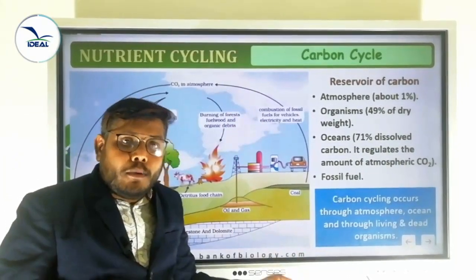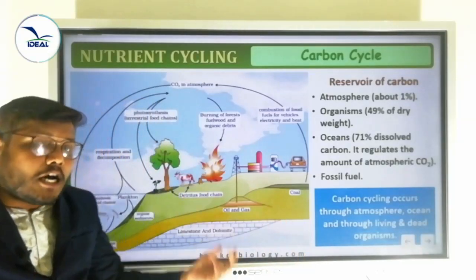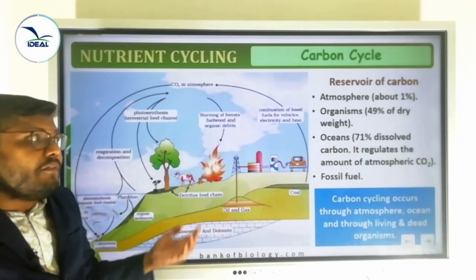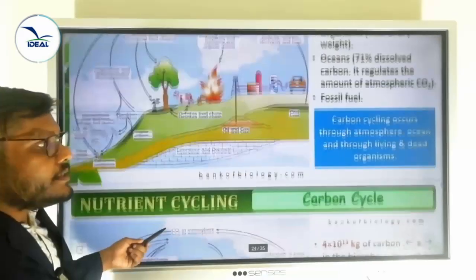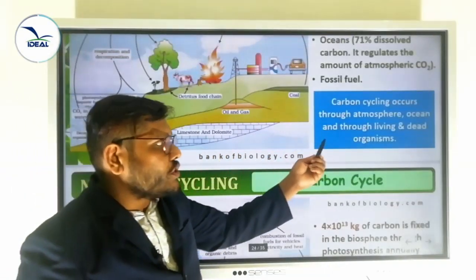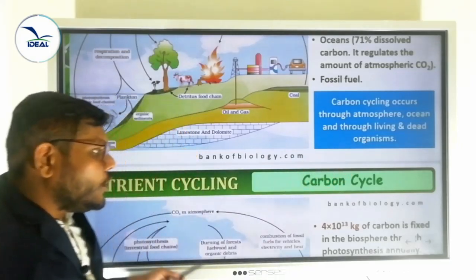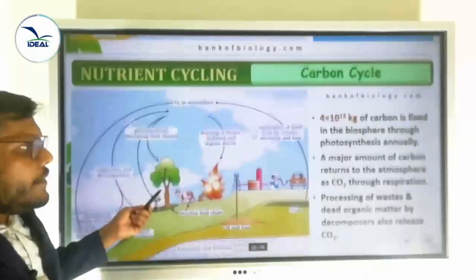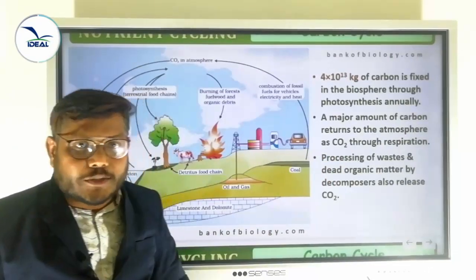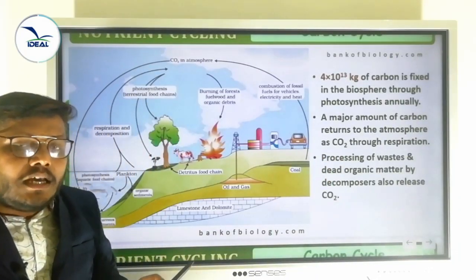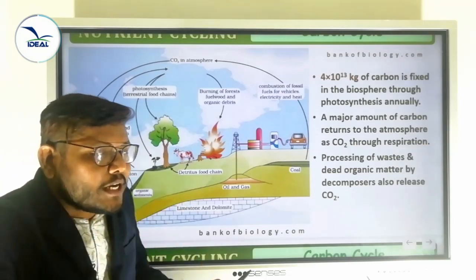Carbon exists in nature either in the carbon form, the carbonate form, or the carbon dioxide form. The carbon cycle occurs through the atmosphere, ocean, and through living and dead organisms. We know that a major amount of carbon returns to the atmosphere as carbon dioxide through respiration. During respiration, we release carbon dioxide to the atmosphere.